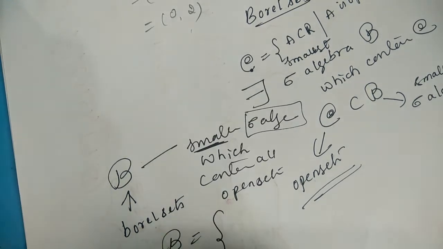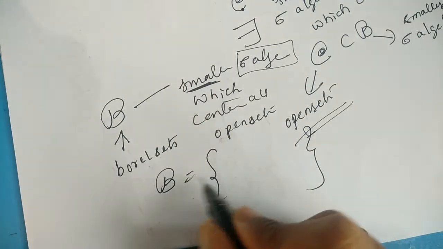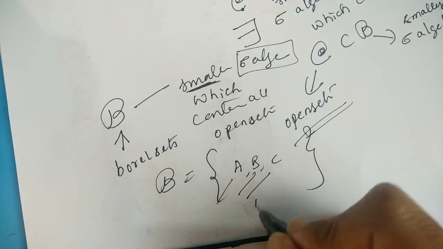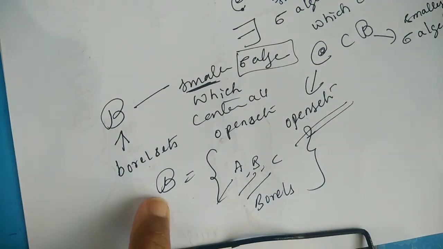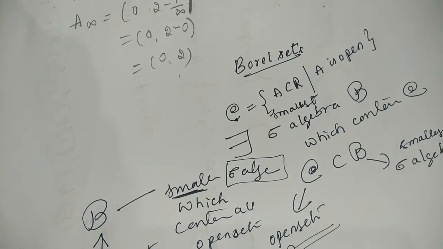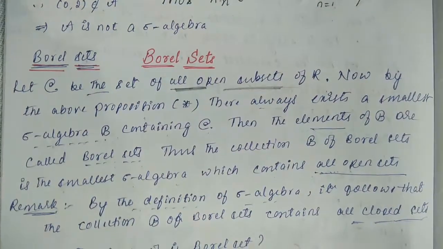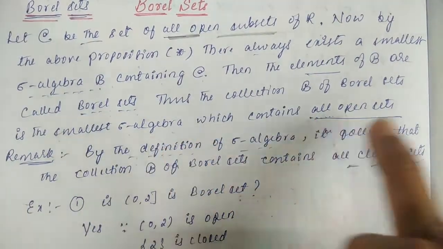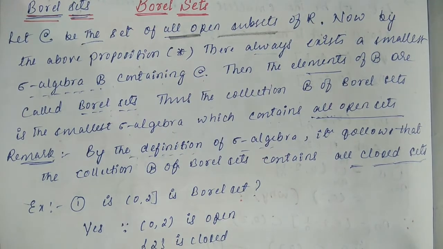So if B is a collection that contains, say, A, B, C, then A, B, C are all Borel sets. The elements of this collection are Borel sets. So what do you mean by a Borel set? A Borel set is an element of the cursive B. That cursive B is the collection which is the smallest sigma algebra which contains all open sets. Is it clear? Thus, the collection B of Borel sets is the smallest sigma algebra which contains all open sets. So, this is very important.